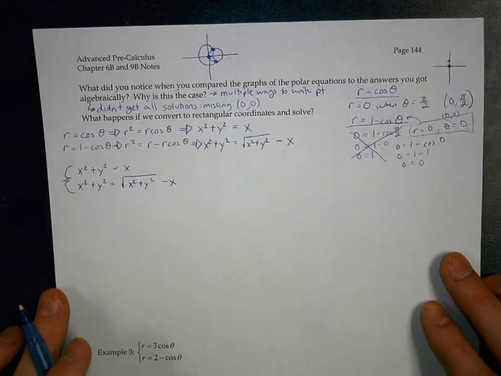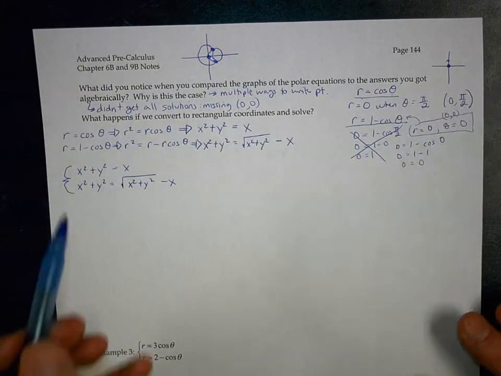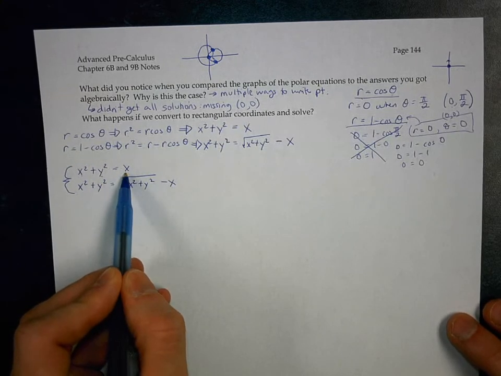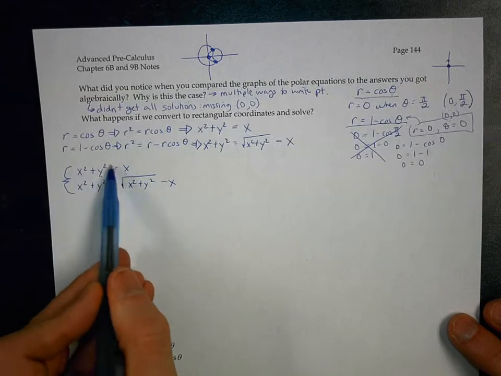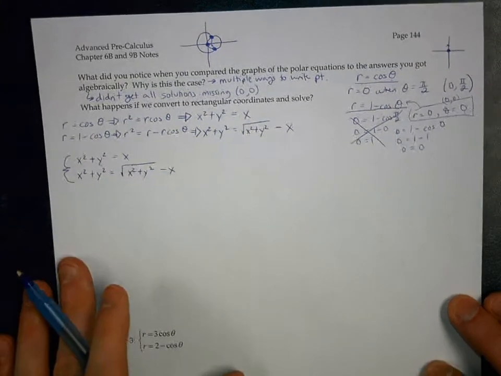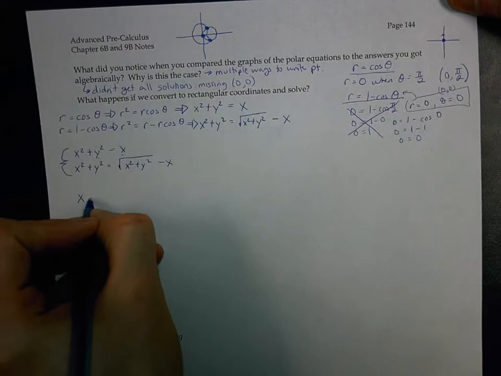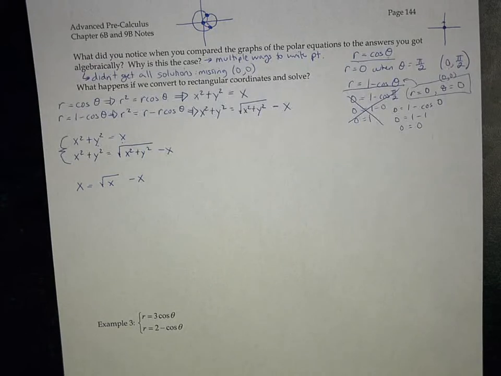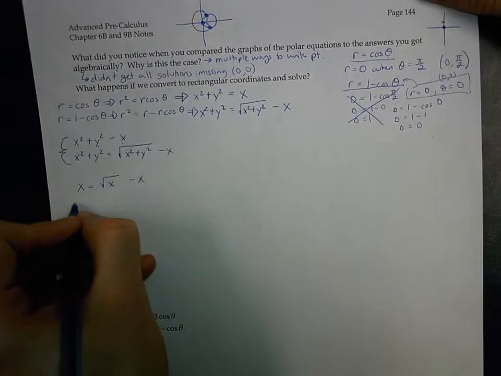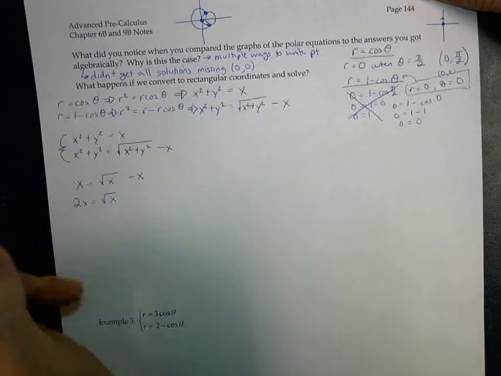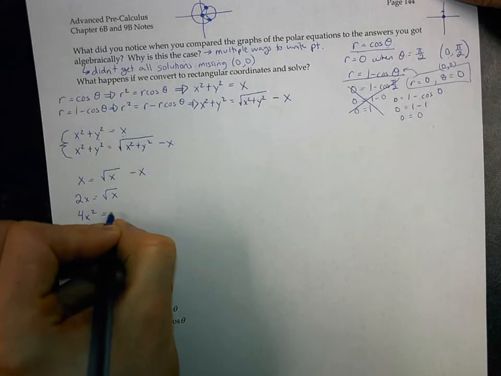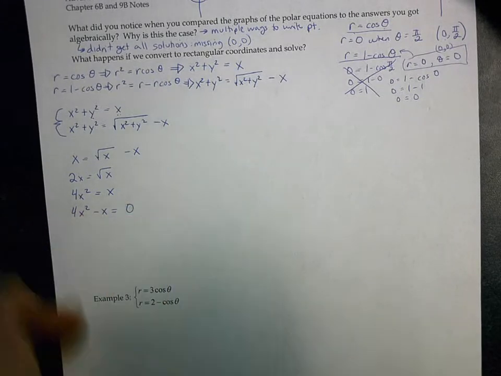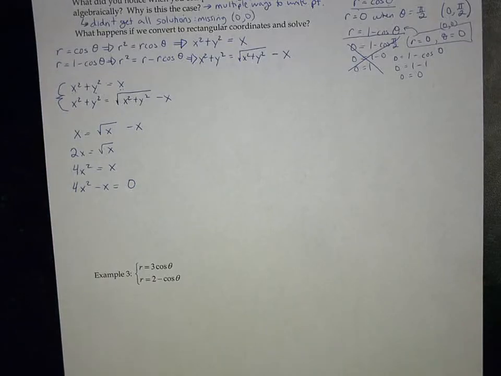So just as we did before, I'm going to substitute in. Here I see x squared plus y squared is equal to x. So in my second equation, wherever I have an x squared plus y squared, I'm going to replace it with x. So here, x is going to equal the square root of x minus x. And we'll go through and solve this algebraically. We'll add x to both sides. We'll square both sides. We'll subtract the x to the other side. And now we've got an equation that's equal to 0.